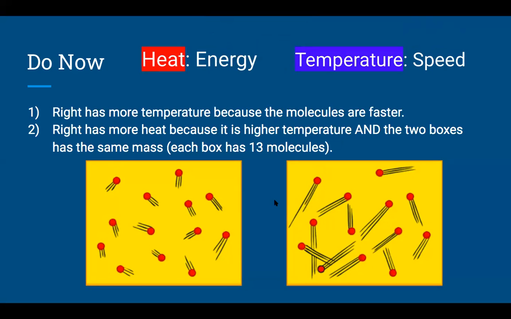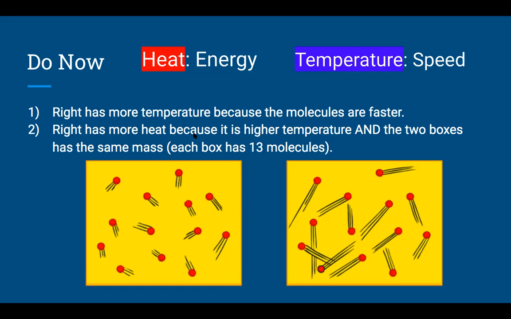Reviewing our answer, the right picture has more temperature. Remember, temperature means speed. It's not the same thing as heat. If you see the little arrows right here, little lines right here, we see that these little molecules are bouncing around faster. If they're moving faster, that means they have higher temperature.